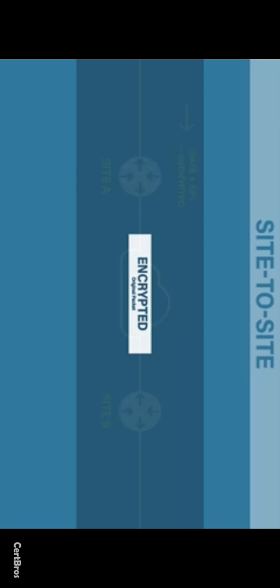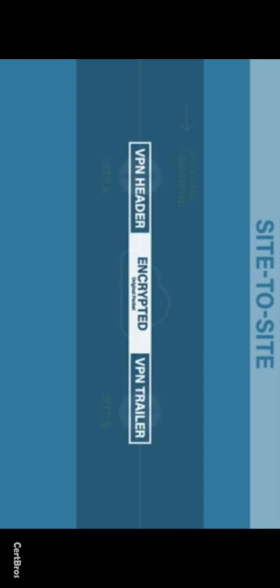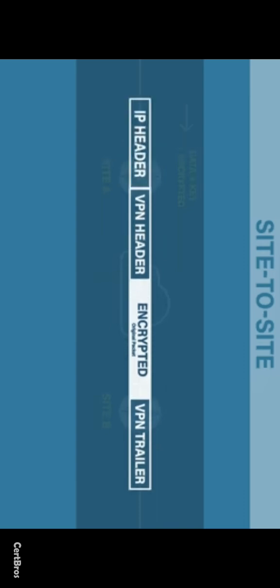Once encrypted, the router then encapsulates this data with the VPN header and trailer. Then it adds a new IP header. This new IP header will have the public IP address of the remote site. Now there is a bit more to it when it comes to VPN headers and trailers, but this is the general idea.